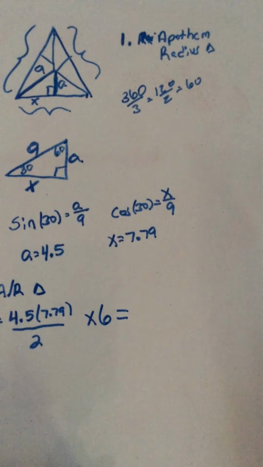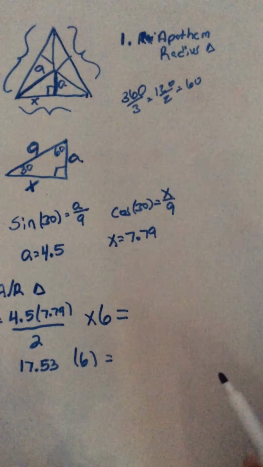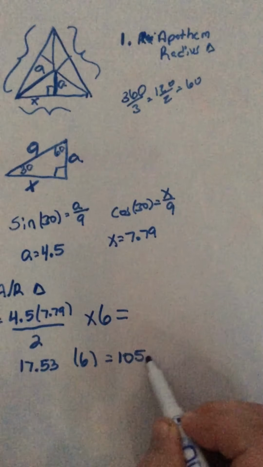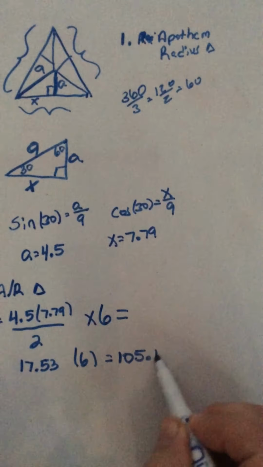I actually had 6 of those. So I'll multiply that by 6, and my answer there is 105.17 units squared. And now from my last video, I only used method 2 on this one. I did not use similar triangles, and I did not use the special right triangles. I feel that it's just as quick to use the trigonometry.